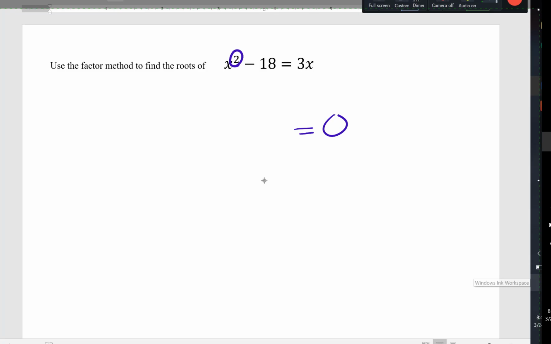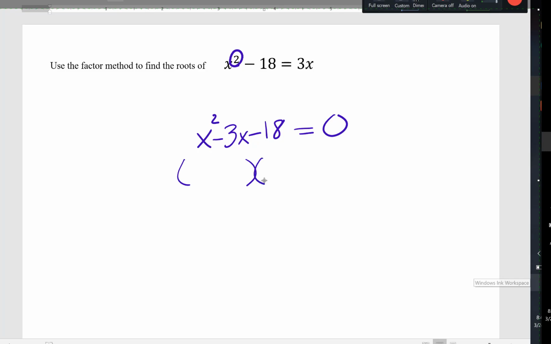All right, so I'm going to subtract 3 on both sides of this equation so that I can get everything on the left side. So I'm going to have x squared minus 3x minus 18 equals 0. And I put everything in order, so my x squared term comes first, then my x term, then my constant, the negative 18. All right, so now I'm going to factor this.